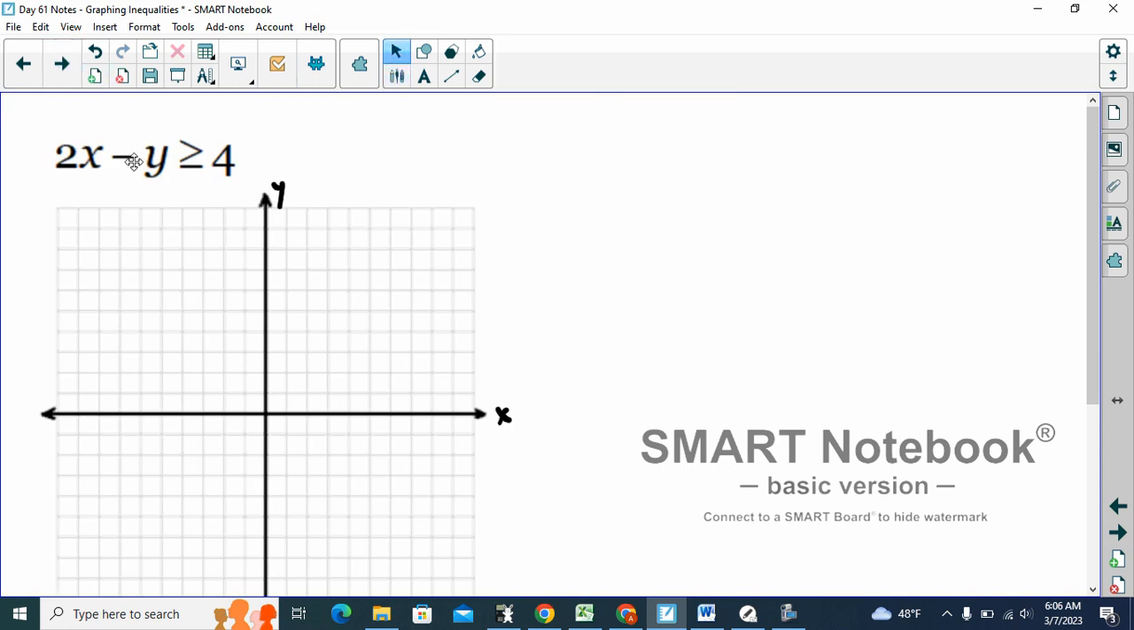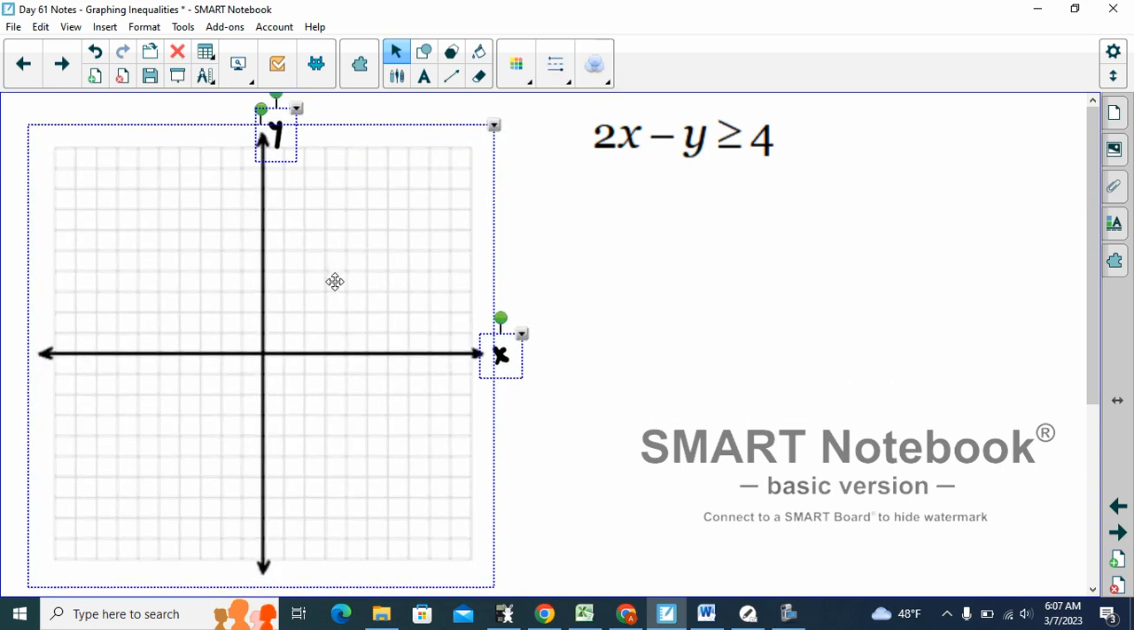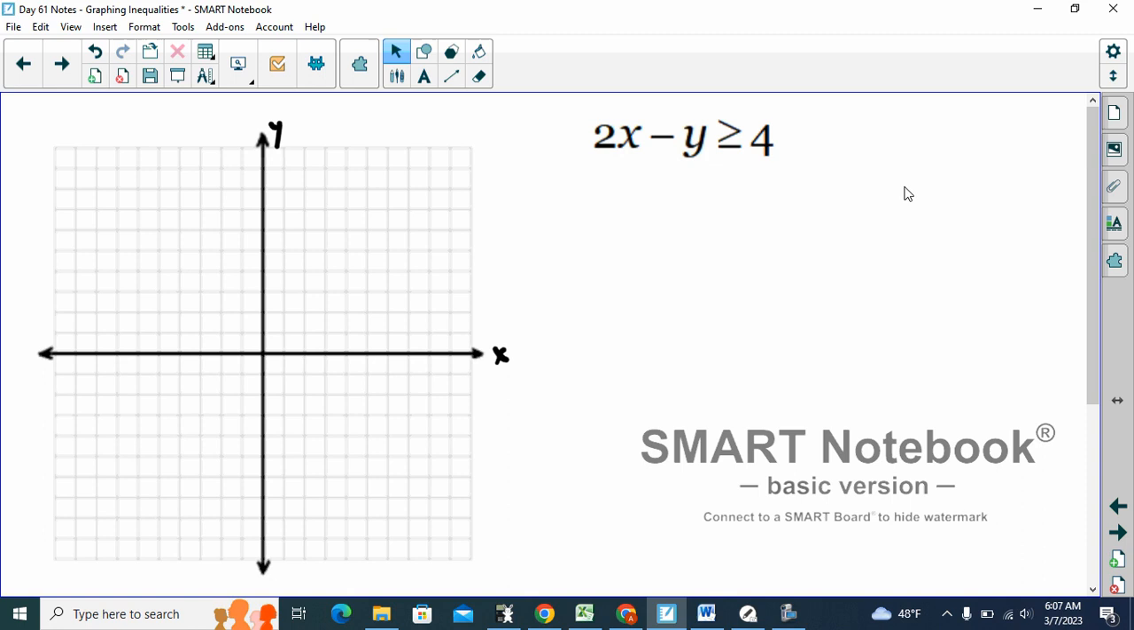Example 2 is not in slope-intercept form. We had a couple different ways that we take care of it if it is not in slope-intercept form. This one says 2x minus y is greater than or equal to 4.